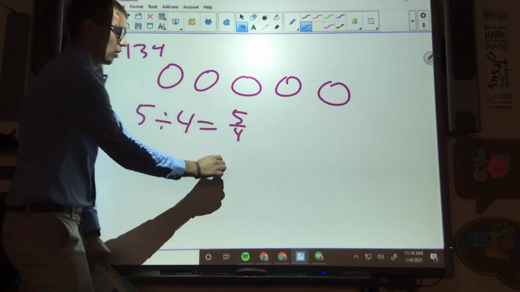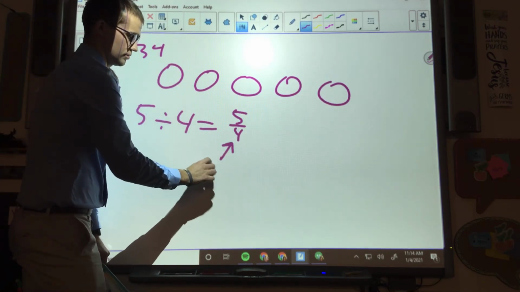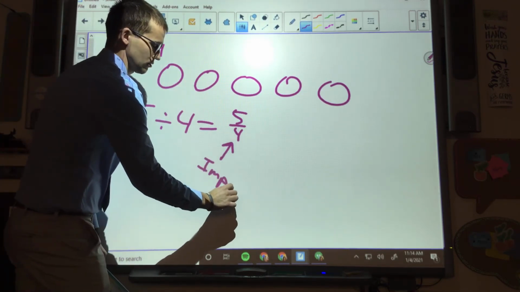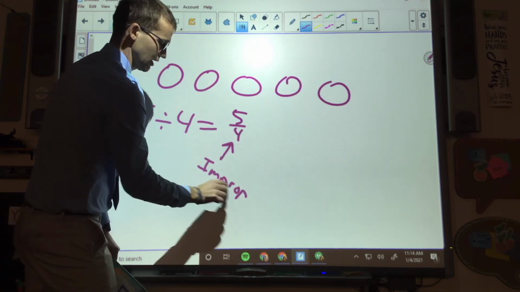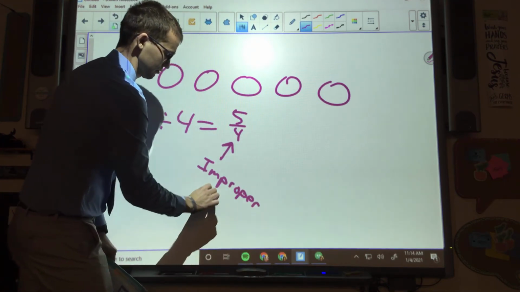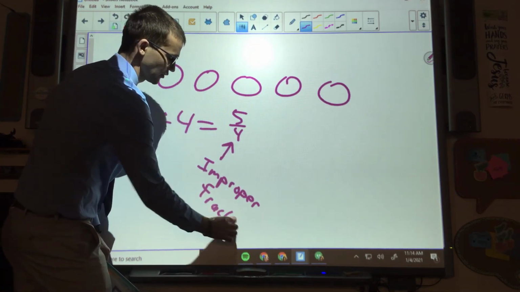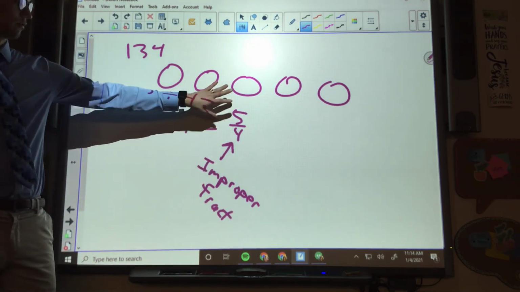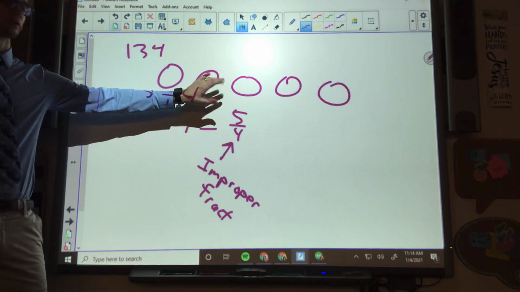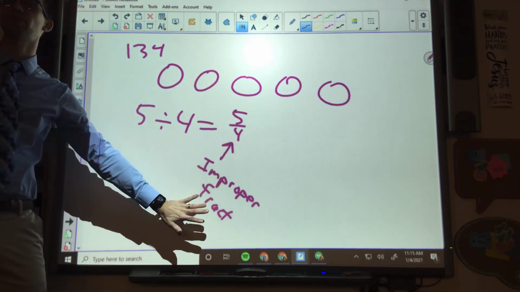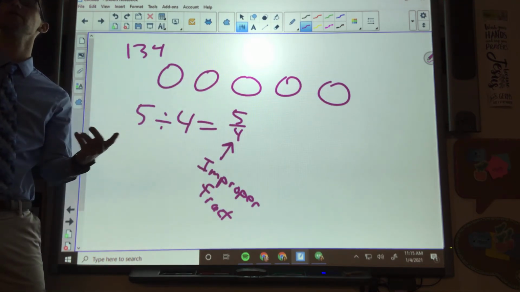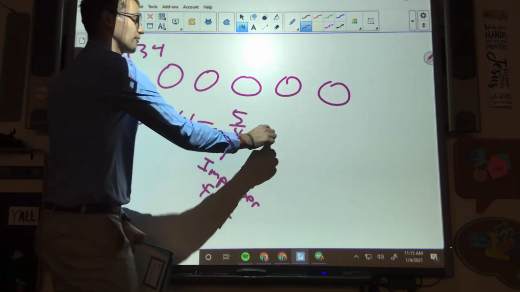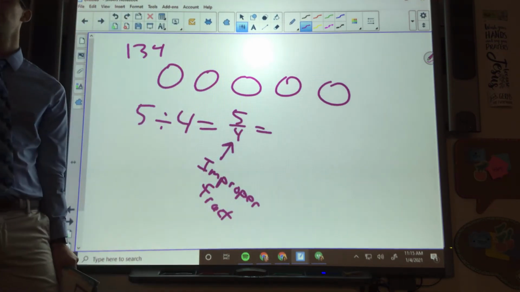5/4. This is a what? Mixed number? Nope. Improper fraction. Yes, it is an improper fraction. And you have to read it while tilting your head because I can't write very straight. So 5/4, that's an improper fraction, but you want to turn it into a what? Mixed number.